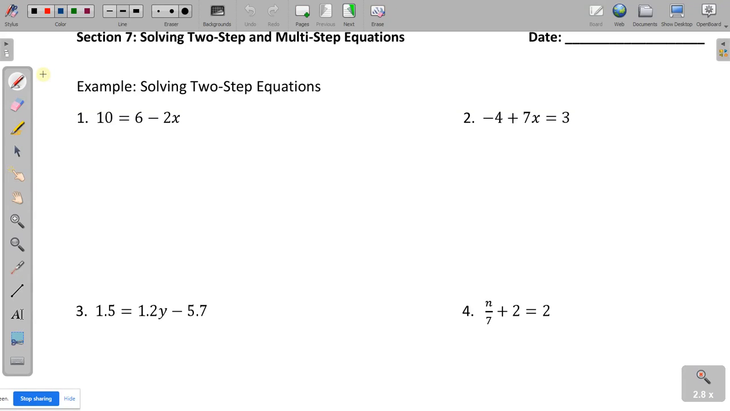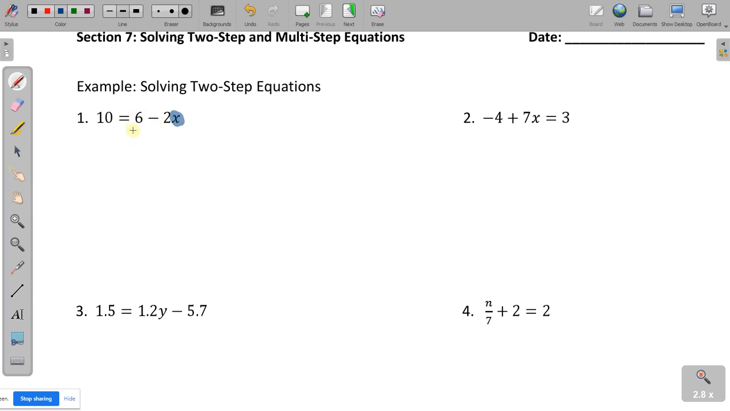Today we are going to be looking at solving multi-step equations. So the first type of problem we're going to look at is just a two-step equation. So the number one, we have 10 equals 6 minus 2x. We need to isolate the variable. So we need to get the variable x all by itself. To do that, we have to get rid of this 6.